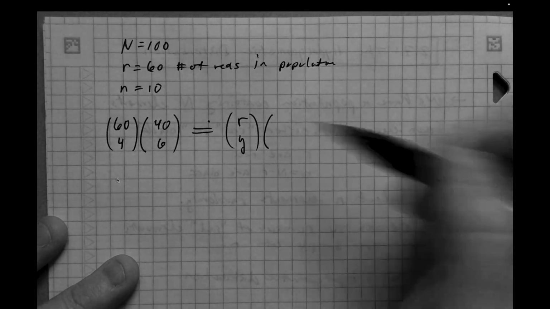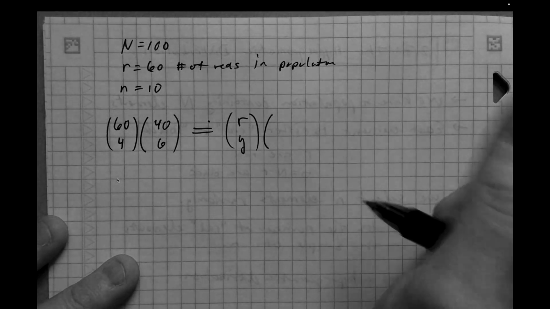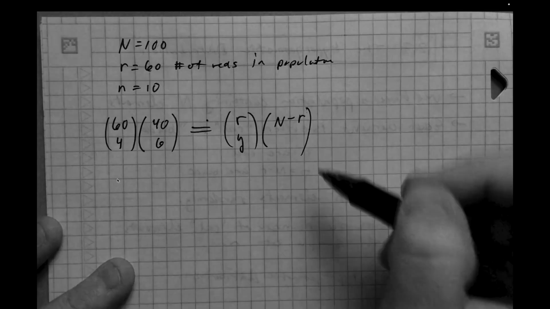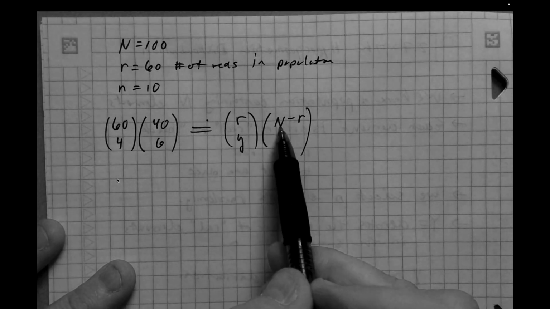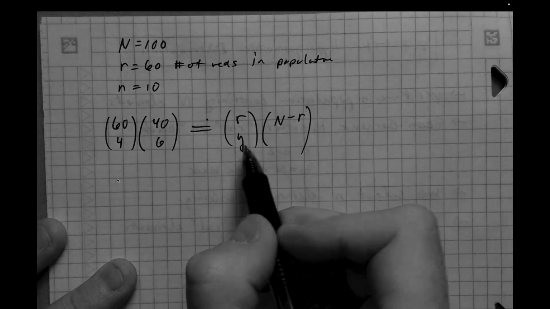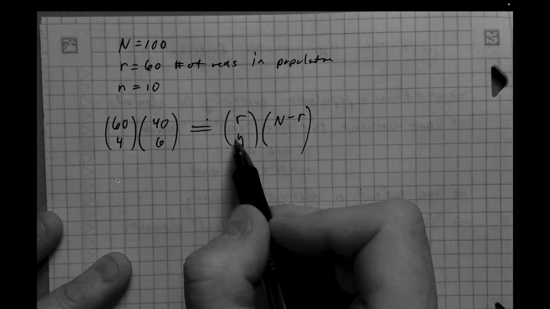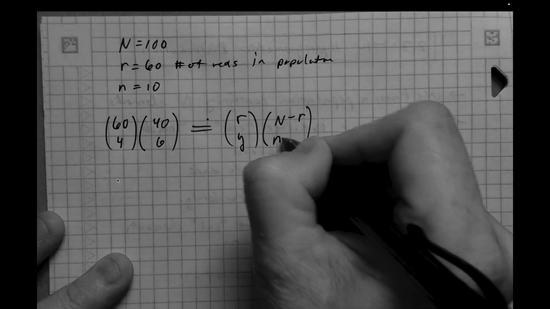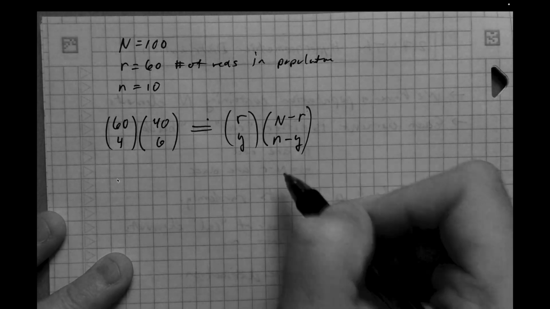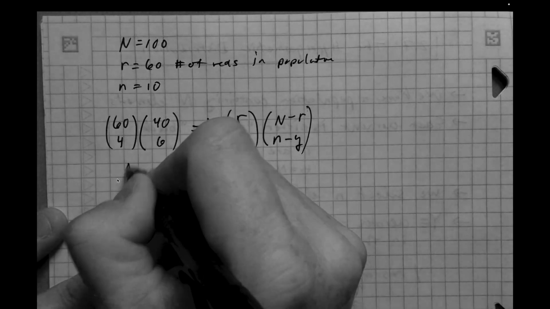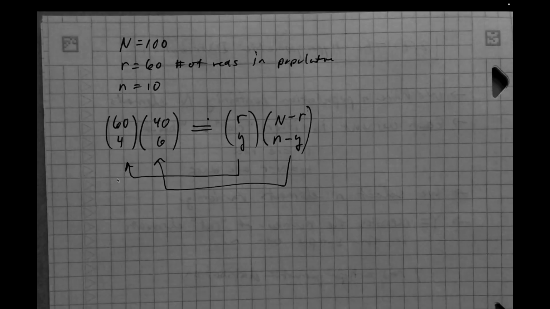And then over here, instead of 40 choose 6, let's put this in terms of N, R, and Y. So this would be N minus R. If 60 of them are red, then 100 minus 60 are black, so 40. And if I want 4 reds, then the number of blacks I implicitly want is N minus Y, so 10 minus 4 equals 6. This is just how we would generalize this counting.